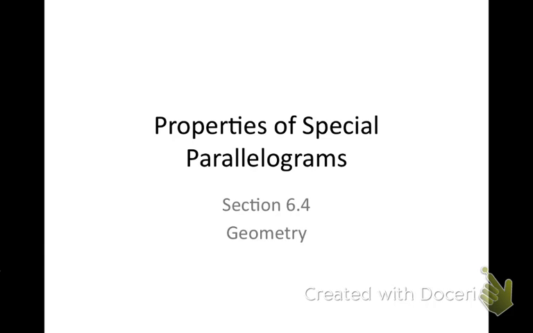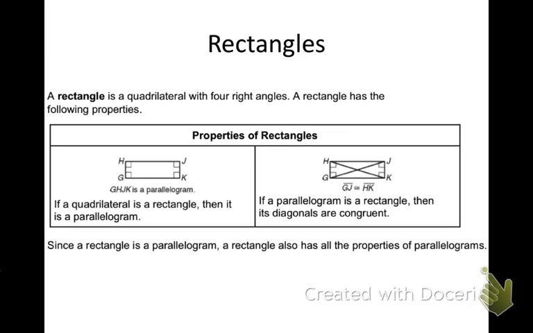The first parallelogram is a rectangle. A rectangle is a quadrilateral with four right angles. Okay, a rectangle has the following properties. So it has four right angles. And then in a rectangle, the diagonals are congruent.